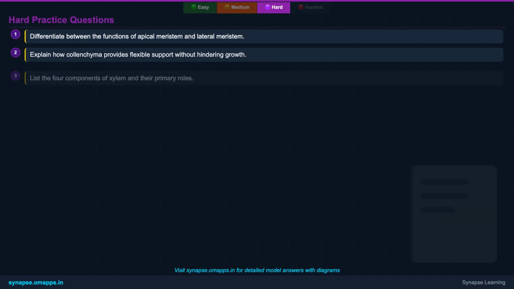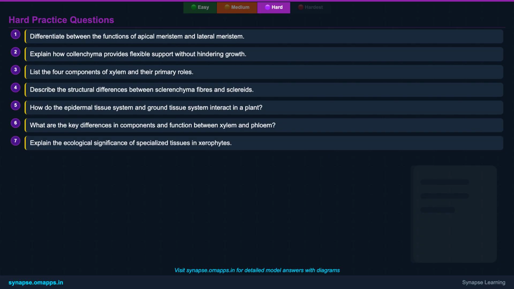It's time for some hard-level practice questions. Try to answer these 7 questions. Differentiate between primary and secondary growth. Describe the structural features and functions of parenchyma, collenchyma, and sclerenchyma. List the components of xylem and phloem. Explain the roles of the 3 plant tissue systems.